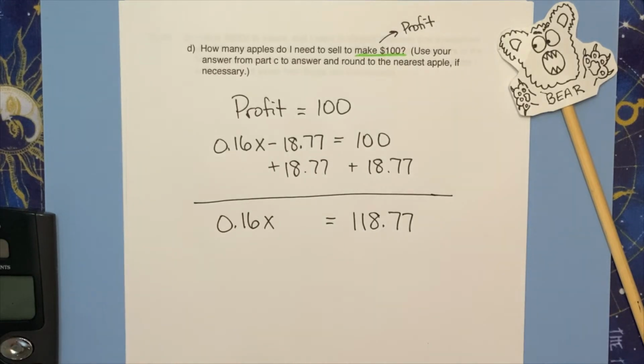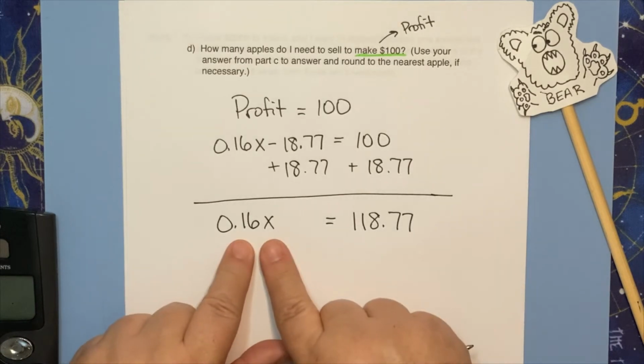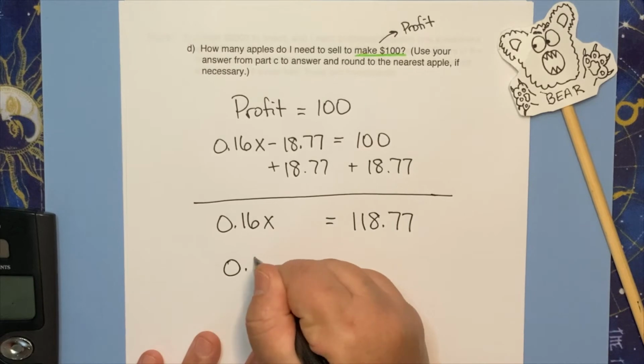Okay, so what's the next step? The next step is I've got 0.16 times x. So to isolate x, I'm going to divide by 0.16.